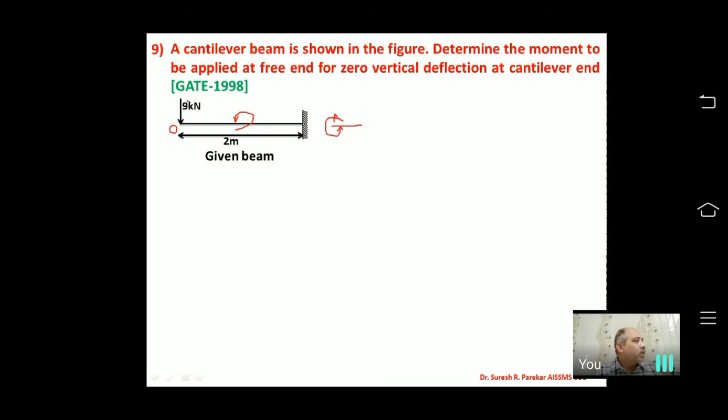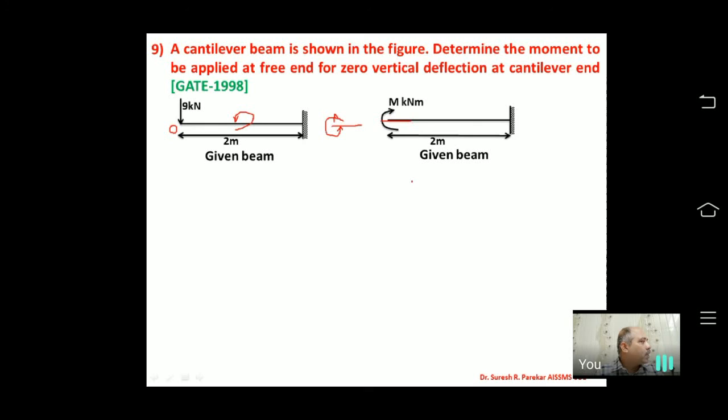Now here we are going to get bending moment anti-clockwise, and here we have to apply this bending moment to take the beam up. Now we will see this. Due to this 9 kilonewton, we are going to get bending moment in anti-clockwise. It will take the beam downward. So here we require that bending moment clockwise.